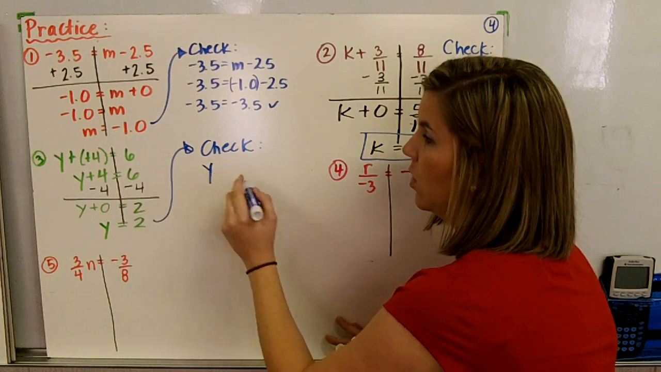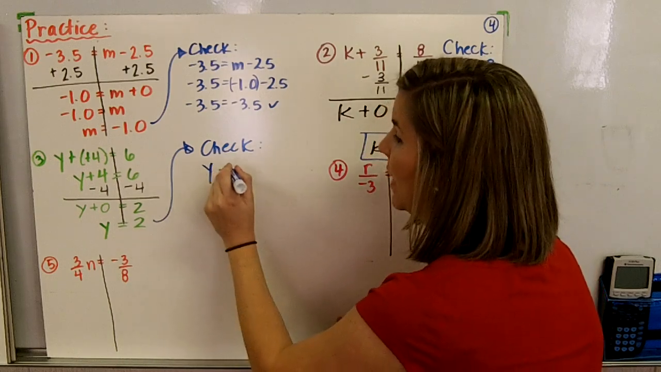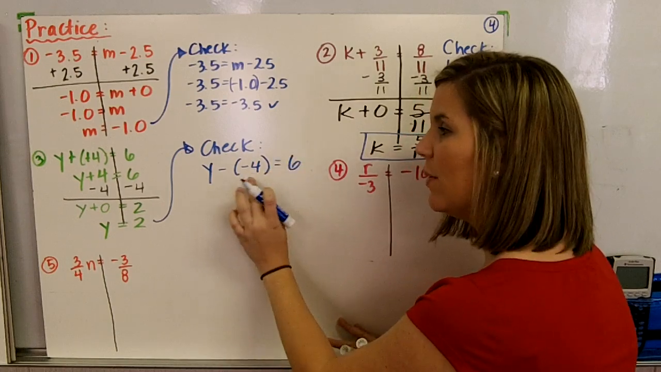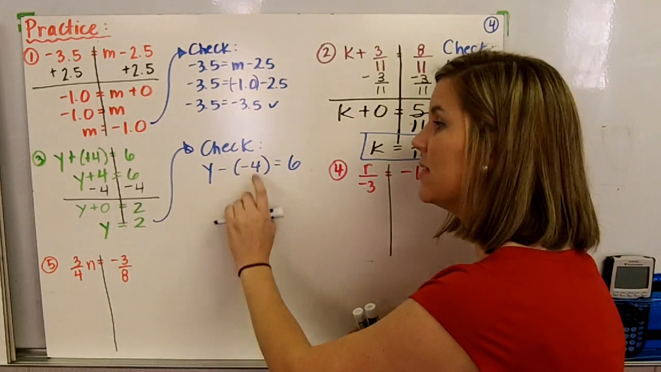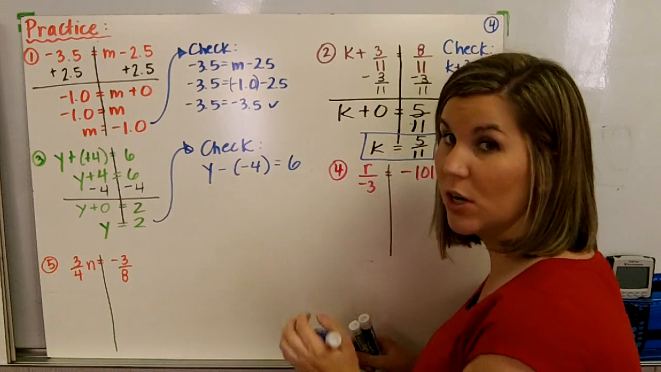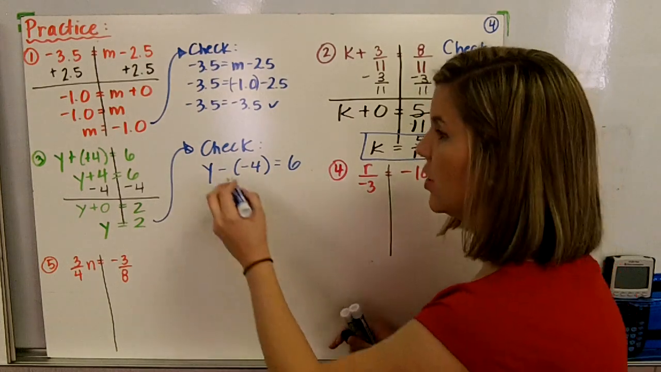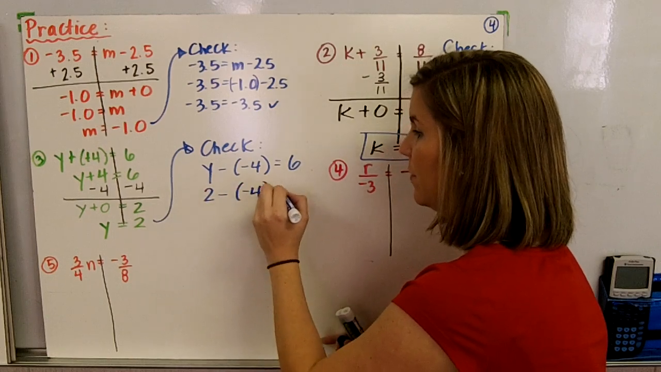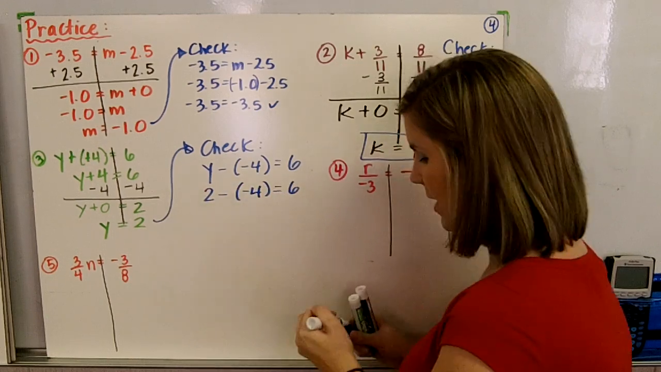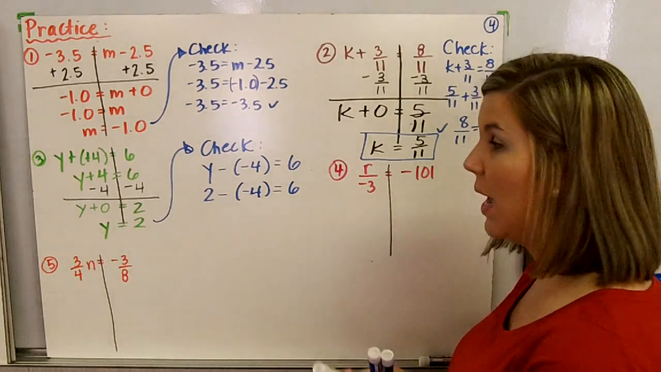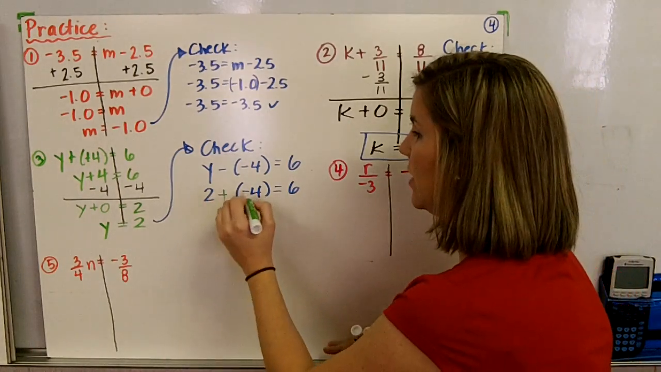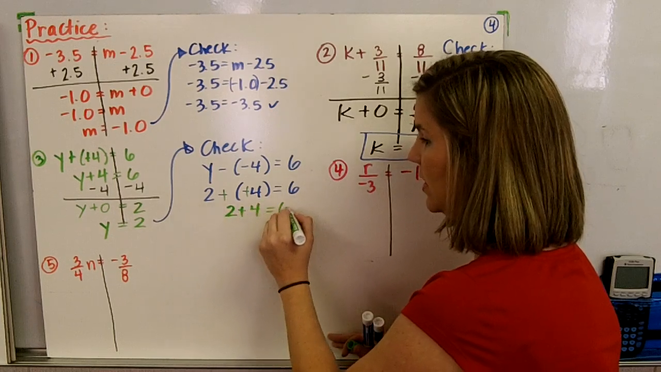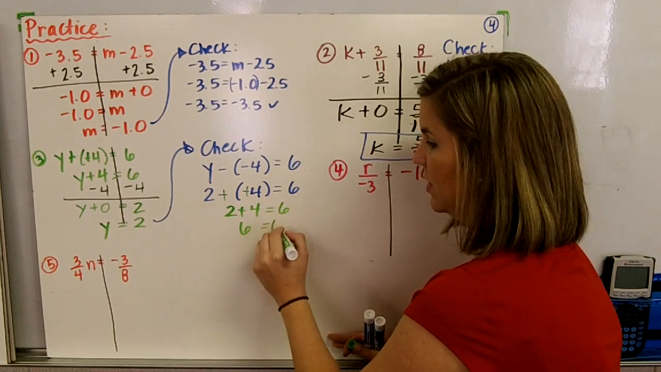The original problem, y minus a -4 equals 6. Now you might be thinking, why do I have these parentheses here? Well, that's to separate so that you don't get confused that there are two signs together. So y is 2. 2 minus -4. Remember, minus a negative is the same thing as adding a positive. So I'm going to change those signs to pluses. So 2 plus 4 equals 6. Yes, 6 equals 6.